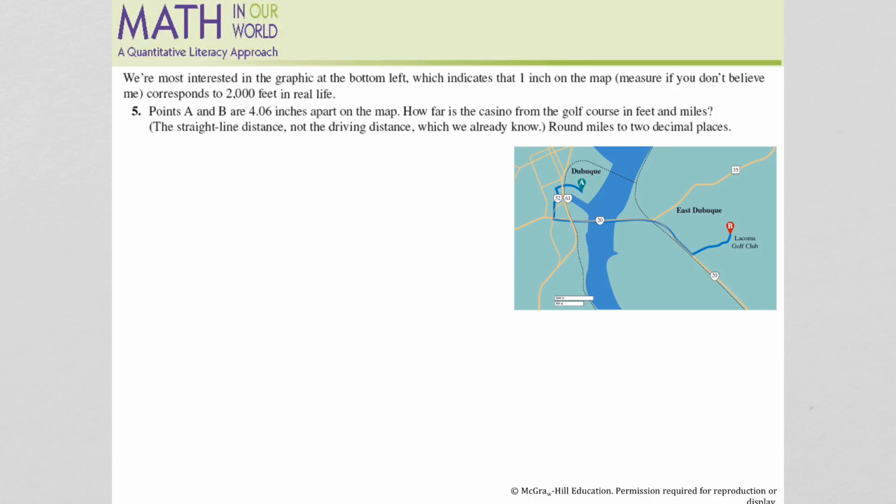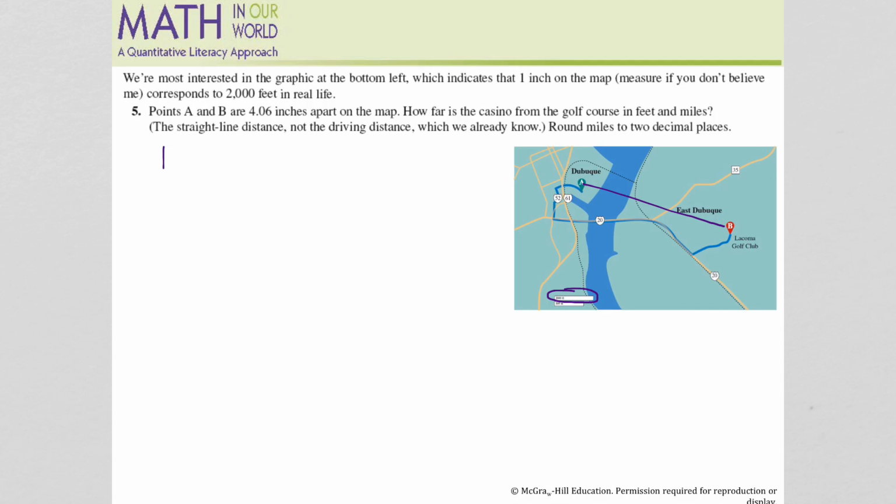Okay, looking at this map, it indicates that 1 inch on the map corresponds to 2,000 feet in real life. So 1 inch is 2,000 feet. That's what's shown in this little bar right there. It says points A and B are 4.06 inches apart on the graph. So mine doesn't look like that, but I'm sure my picture got smaller, and I'm sure your picture is even smaller than that. But anyway, how far is the casino from the golf course in feet and miles?